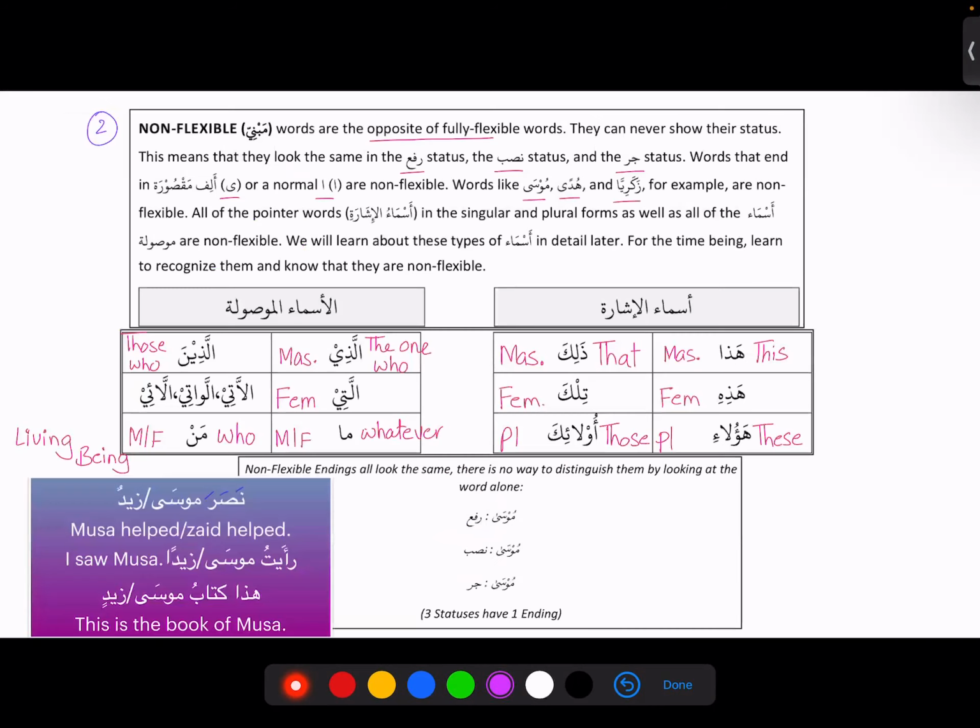Okay, then comes non-flexible. And what is the word for non-flexible? The Arabic term is mabni. So some words are going to be non-flexible. They are mabni, meaning they are not going to budge. They are not going to show us any changes. And how are we going to recognize this word? If an ism ends on alif maksura.